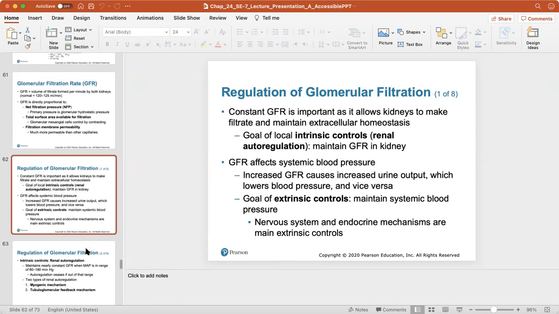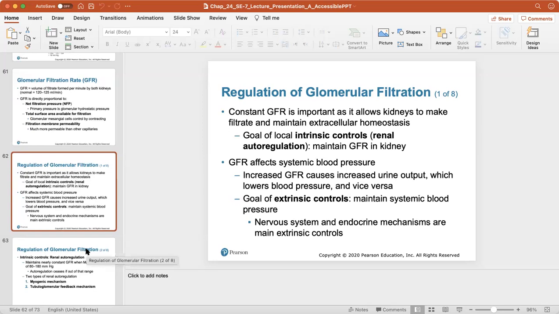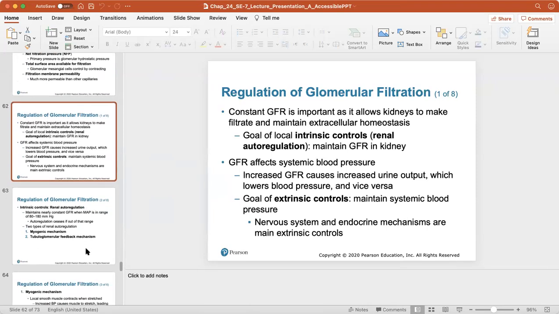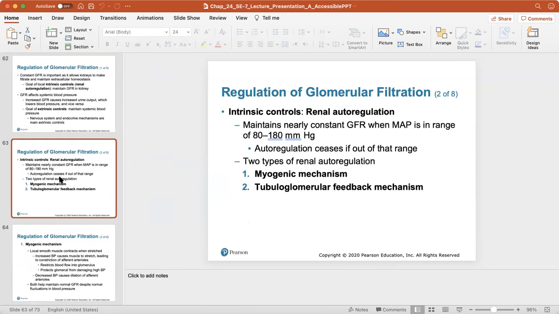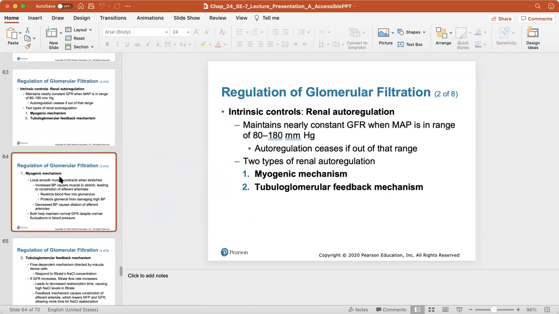Regulation of glomerular filtration is very important as it allows the kidneys to make the filtrate and maintain extracellular homeostasis. The glomerular filtration rate affects your blood pressure as well. So an increased GFR will increase your urine output, which will lower blood pressure, and vice versa. So we have extrinsic controls that help to maintain the systemic blood pressure. The nervous system and endocrine mechanisms are the main extrinsic controls. We have intrinsic controls, which are due to renal autoregulation. We have myogenic mechanisms and tubuloglomerular feedback mechanisms.